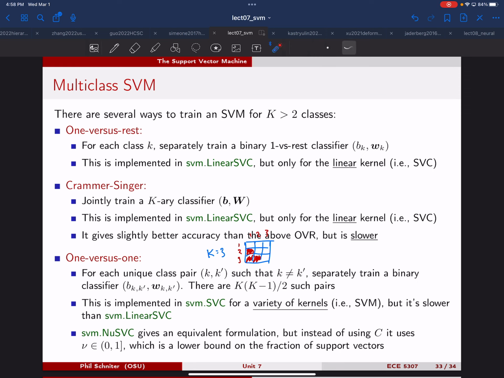For each of those unique class pairs, K and K prime, you separately train a binary classifier. In total, there are K times K minus 1 over 2 of these. Then, with all those binary classifiers trained, there's a way of putting them together to get your final classification answer. That is what is actually done in SVM SVC, and it can use a variety of kernels. But it is slower than LinearSVC. That's just the trade-off we have, but usually performance is way better, so you probably still want to use it.